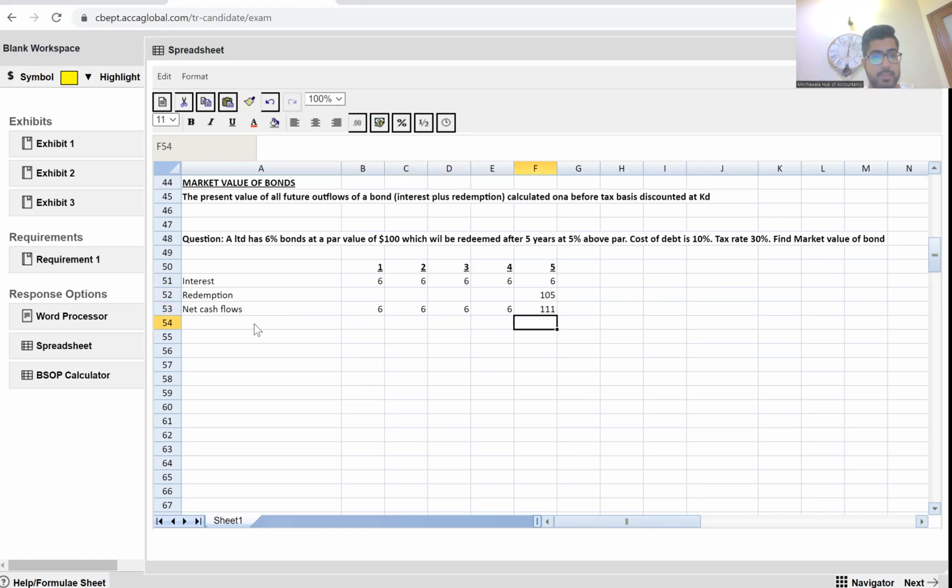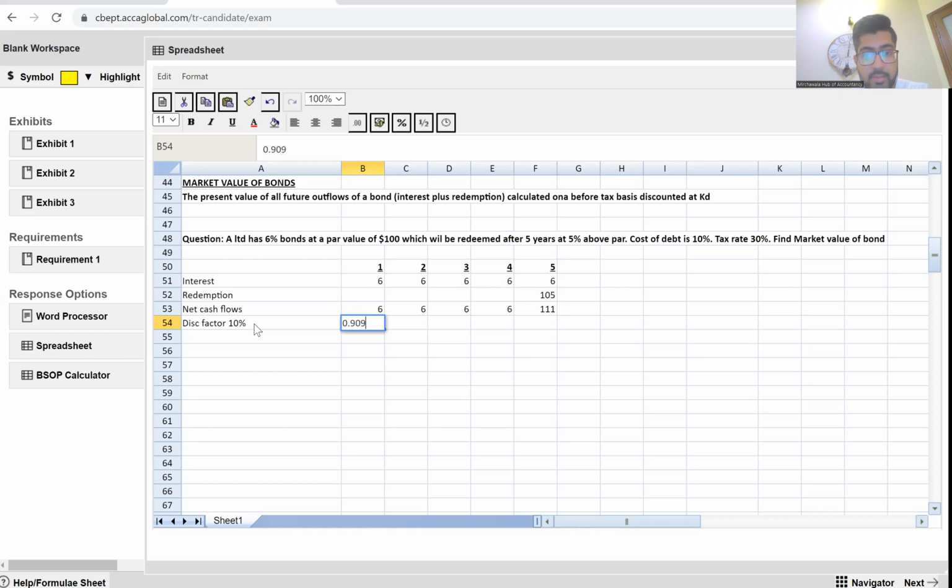6, 6, 6, 6, 111. Discount factor is KD. What is KD? 10%. No tax impact. Don't directly take tax into 10%. Remember, this is a mistake FM, F9, financial management students as well as AFM, advanced financial management students make. The cost of debt KD you computed is computed after tax. But market value of bond is before tax. Don't mix it. So discount factor is 10%.